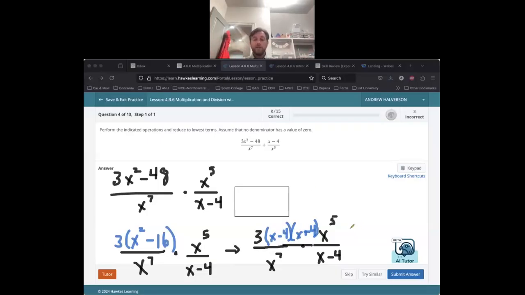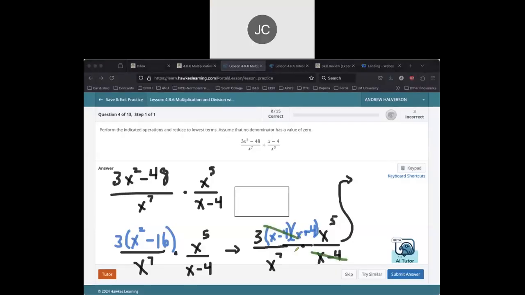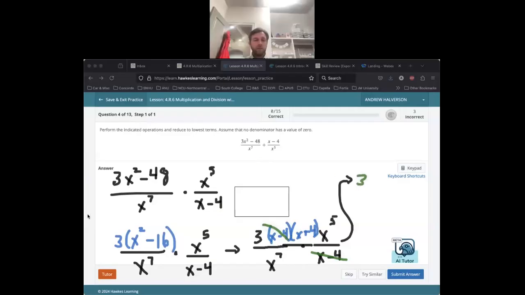Okay, so then how am I going to simplify? Can anything happen with the 3? Can it cancel with anything? No. You have the x minus 4 and then x plus 4. It's your x with your 5 and your x with your 7 that you can do something with. So I can cancel the x minus 4s. Good. So 3 is going to be left up there. X plus 4 is going to be left up there.